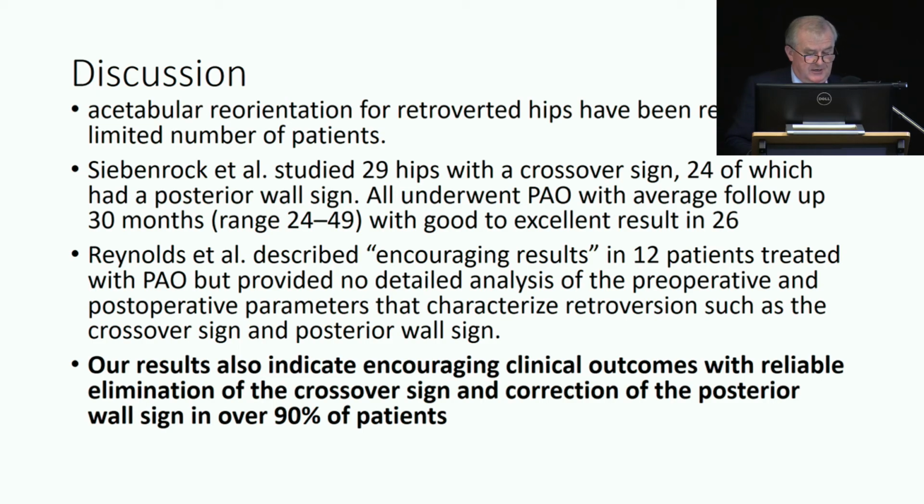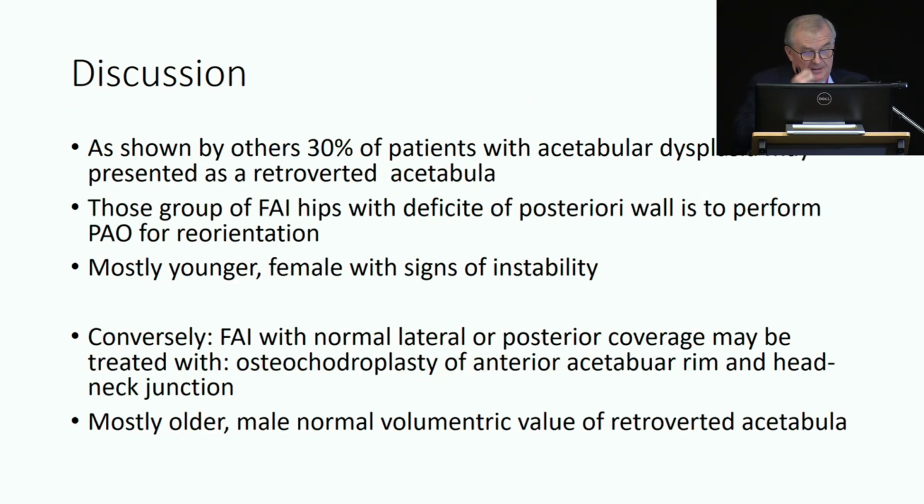Our results also indicate encouraging clinical outcomes with reliable elimination of the crossover sign and correction of the posterior wall sign in over 90 patients. As shown by others, I don't know if this data is true, but there were about 30 percent of patients with acetabular dysplasia who may present retroverted acetabula. For that group of FAI with deficit of posterior wall, the option is to perform PAO for reorientation. And that group in our series was also mostly younger, female, and with signs of instability.